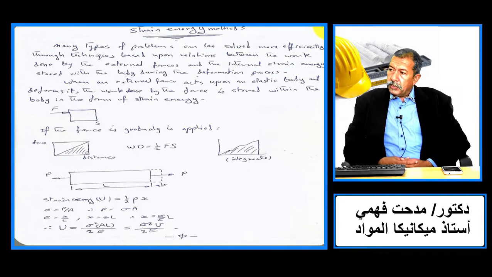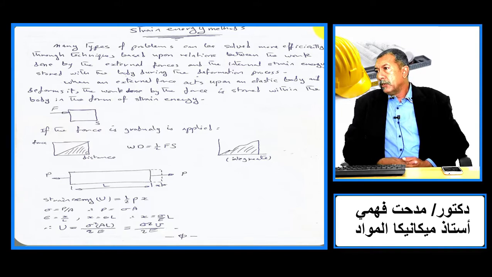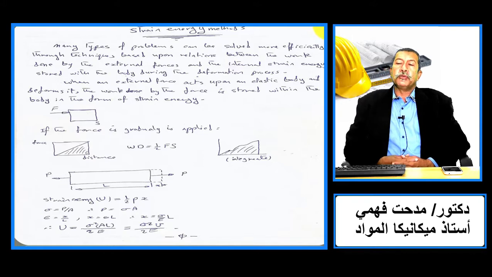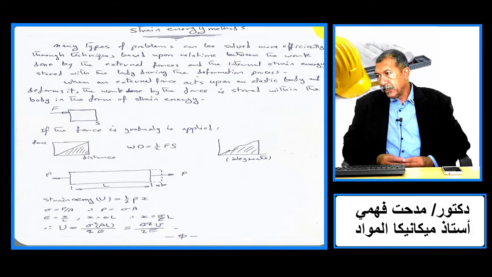Let us start today with the first chapter, and it's called strain energy method. If we talk about strain energy method, it means that the energy is stored inside a part according to forces exerted on it. That means this energy is produced or we obtain it from the other forces outside.